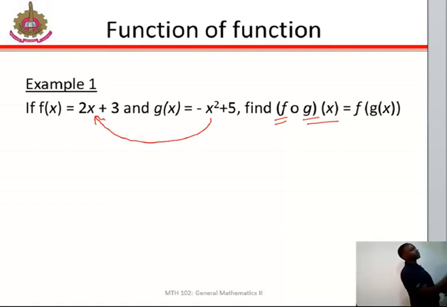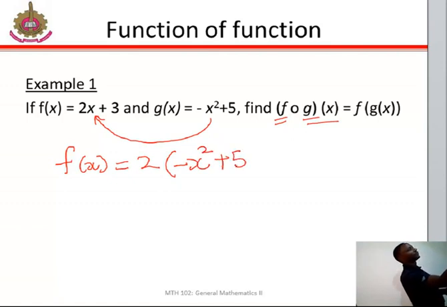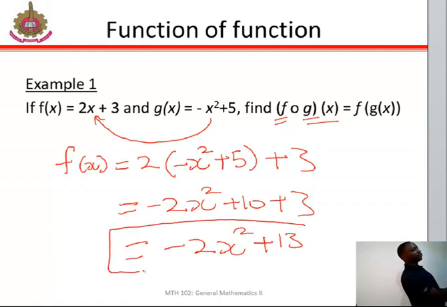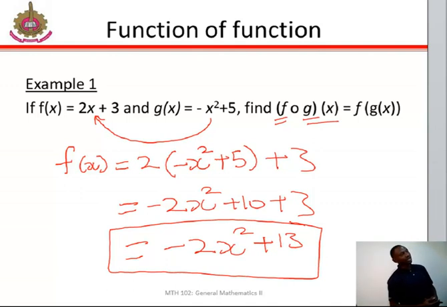Now let's solve this. f of x is now going to be 2 times bracket minus x squared plus 5, plus 3. Then you have minus 2x squared plus 10 plus 3. And your final answer is going to be minus 2x squared plus 13. This will be our final answer. I hope you get what I just explained to you. You can see that it's very simple.